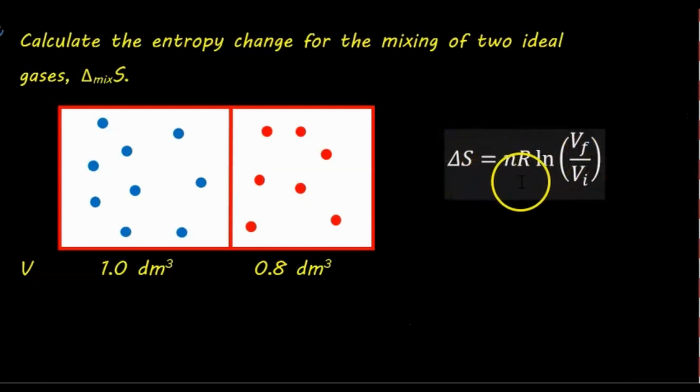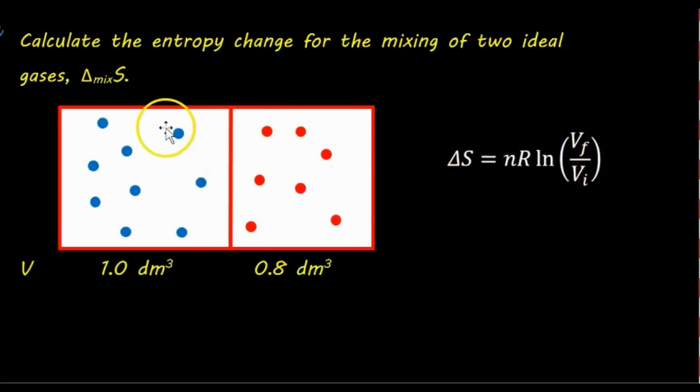And I'm not going to derive this for you. We're just going to use this equation. But what's happening is, imagine we have no red gas. There's only blue gas here. And if you remove the divider, there's only blue gas. This blue gas is going to expand into this empty area and take over the whole volume.